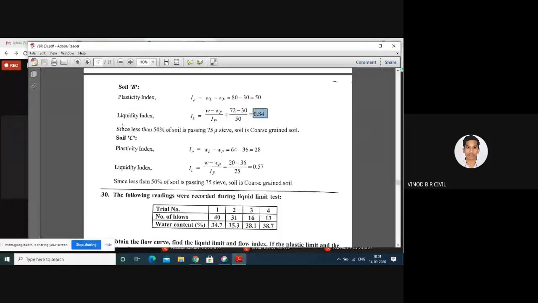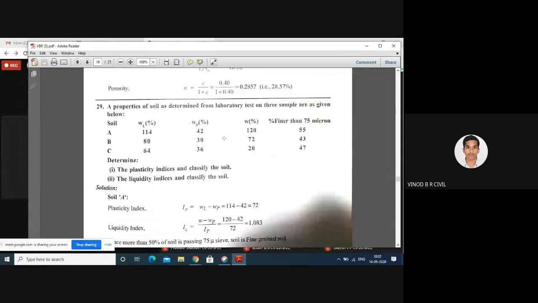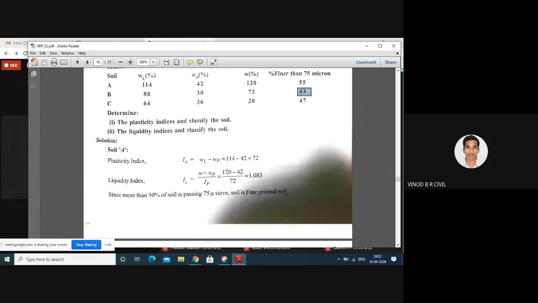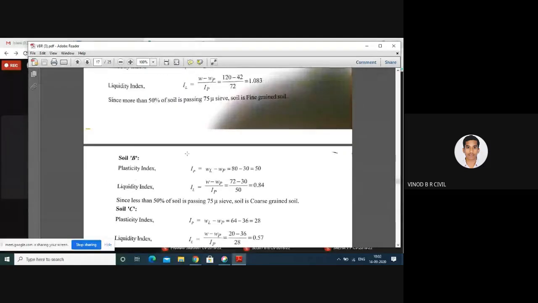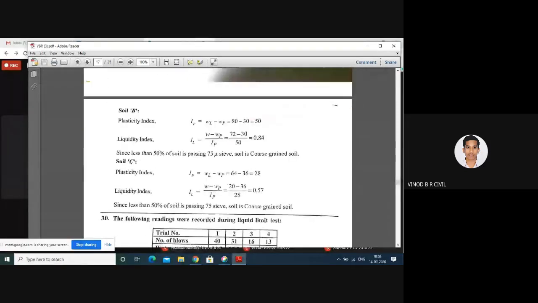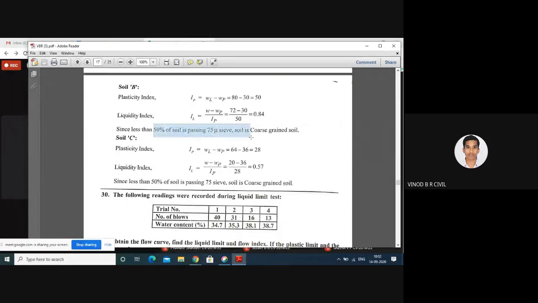Since less than 50% of soil is passing 75 micron sieve, soil is called a coarse grained soil. How can you conclude this statement? See, in the problem they gave the soil B property. In the soil B property, there is 43% finer than 75 micron sieve sample. So less than 43 means less than 50.